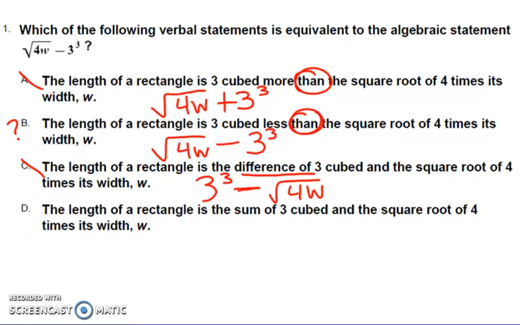And letter D. The length of the rectangle is the sum of. Well, sum means we're adding, and we're going to keep it in that order because it doesn't have the word than. 3 cubed and the square root of 4 times its width. Again, my expression up top does not have addition, so we are left with B as our correct answer. Keep in mind the only words that flip the order are than and from. So when it says difference of or sum of, we're not changing the order just because we're adding and subtracting. We need those key words there.